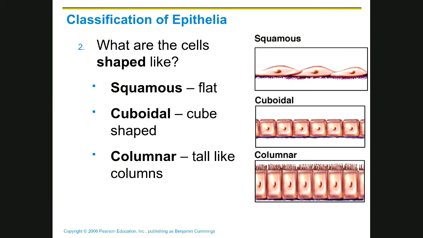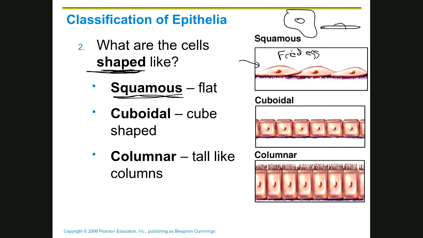And then we're going to ask ourselves a second question. And the second question is, what are the cells shaped like? When we look at it, we're going to see 3 different shapes. We're going to see a shape that's flat. They're going to look a little bit like fried eggs. If you've ever seen a fried egg, from the top, it looks like this, and there's the yolk. But if you look at it from the side, it looks very, very flat with the yolk bumped up a little bit. And that's exactly what these look like. If they look like that, they're called squamous.